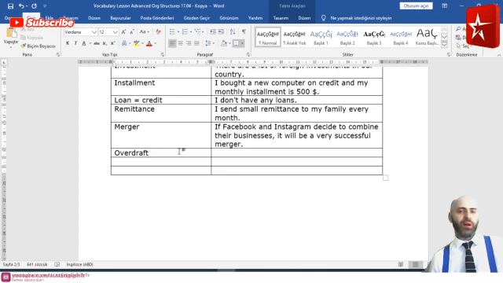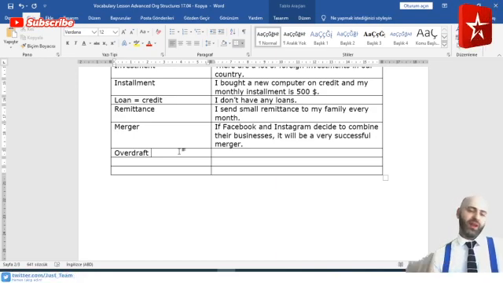For example, I have 2,000 liras on my bank account, but I want to buy something which costs 2,500. I have an agreement with my bank that I can have 500 overdraft. So I can use 500 more than I have. So if I buy this product for 2,500, 500 will be my overdraft, overspending. And then, of course, I need to pay back this money to my bank. Okay?